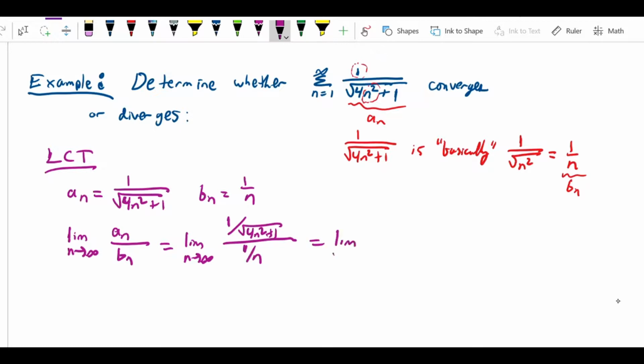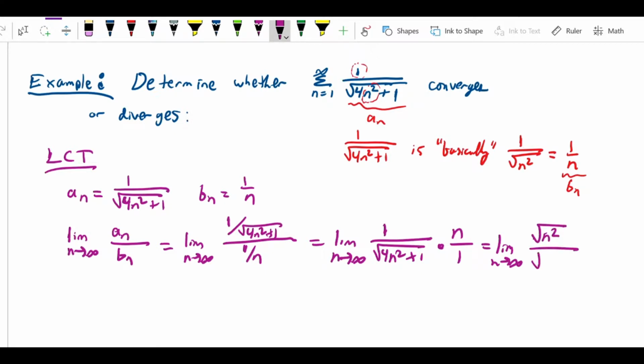This is going to be more convenient if I write it in this form. Instead of An over Bn, I'm going to write An times 1 over Bn, the reciprocal of 1 over n, which is just n over 1. So that equals the limit as n approaches infinity. For positive values of n, n is equal to the square root of n squared, so that's going to equal the square root of n squared over the square root of 4n squared plus 1.